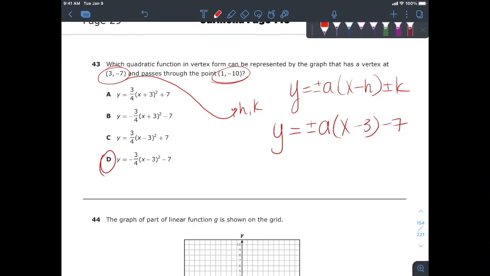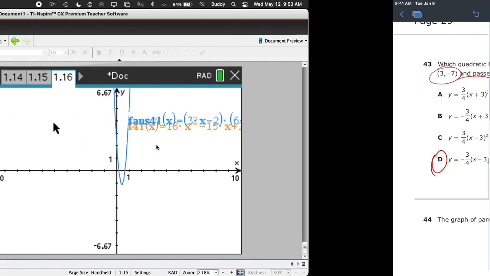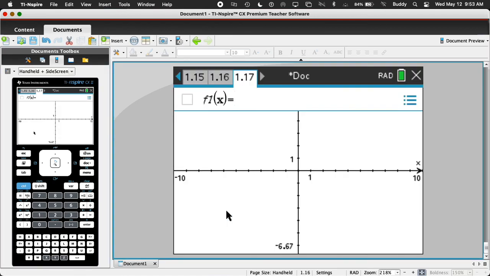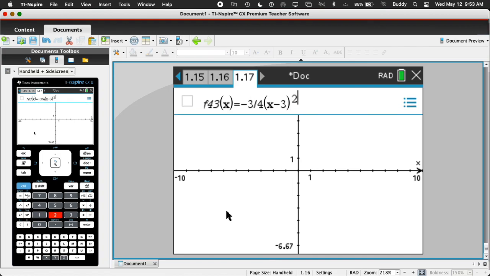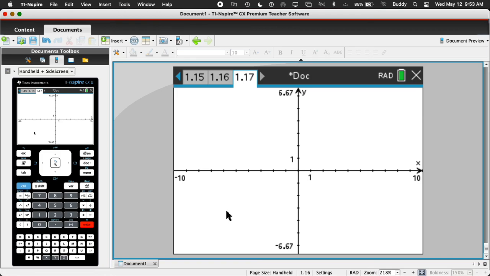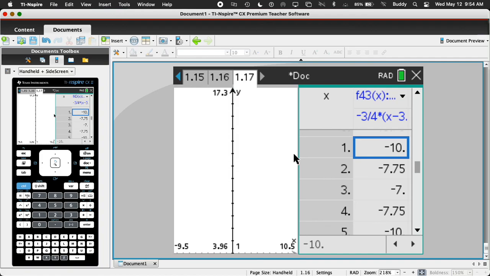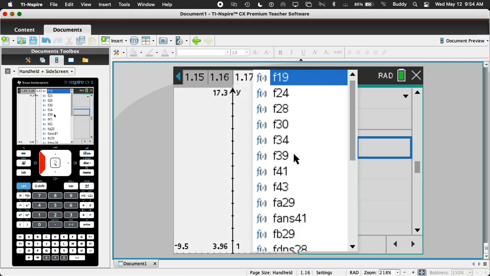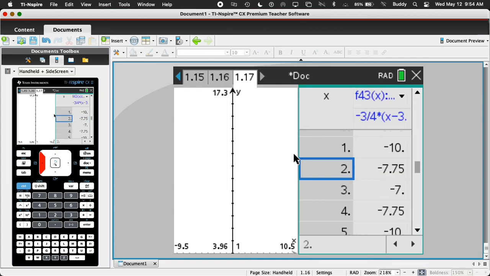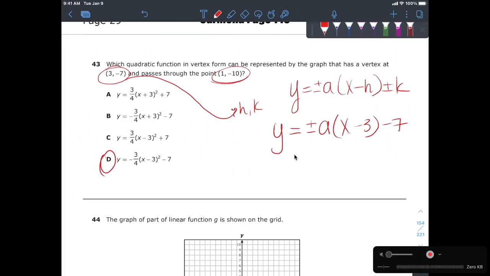I could also graph it and just verify that these points are located in the table. So let's go ahead and do that for answer choice D. So there's my graph. Of course, we can't see it right now, but that's all right. We need the table. And at 1, it should be -10. That's correct. And at +3, it should be at -7. That is also correct. Therefore, we have gotten this question correct.